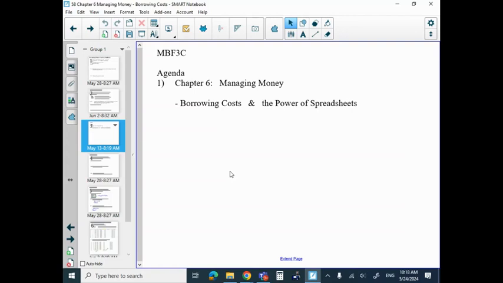Chapter 6 on managing money is the next part we're going to do. So we started with the exponential unit, and then we got into money because loans grow exponentially, loans and investments as well. So the next part here would be about borrowing costs and the power of spreadsheets as well. I want to show you how useful spreadsheets are for working with loans.